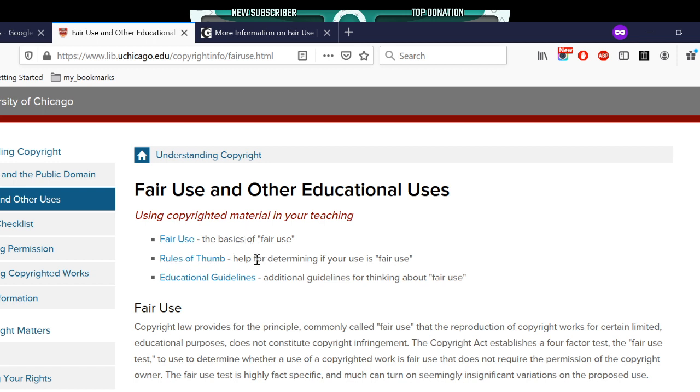Rules of thumb help for determining if your use is fair use. That sounds pretty useful. Educational guidelines, additional guidelines for thinking about fair use. Okay, so I feel like what I'm looking for is either going to be in rules of thumb or educational guidelines, but I'll just skim this first section to see if maybe there's something that clarifies what we found on copyright.org.